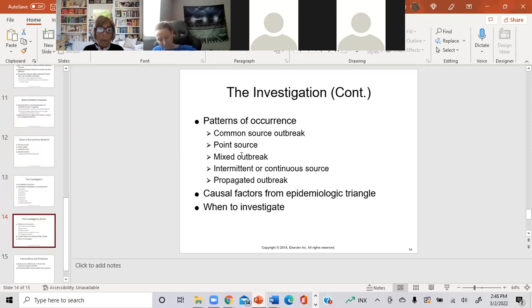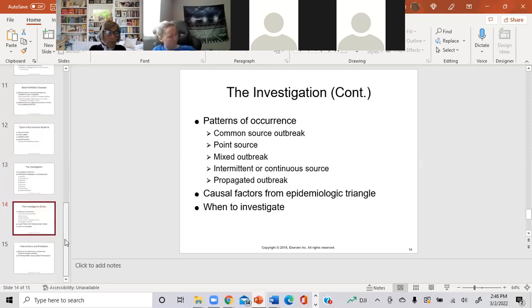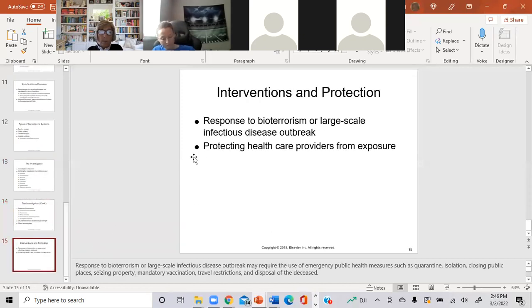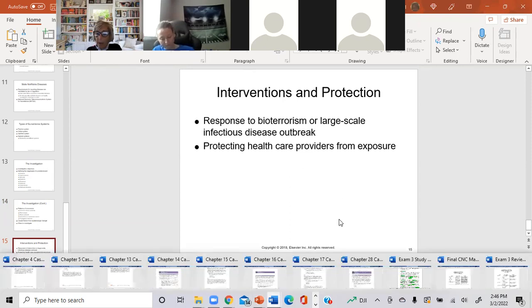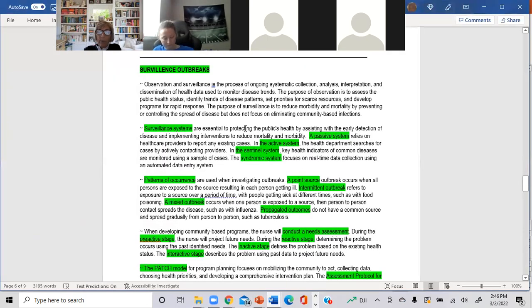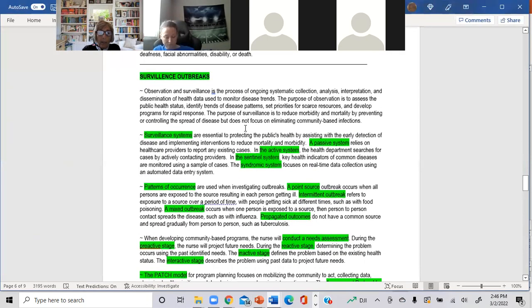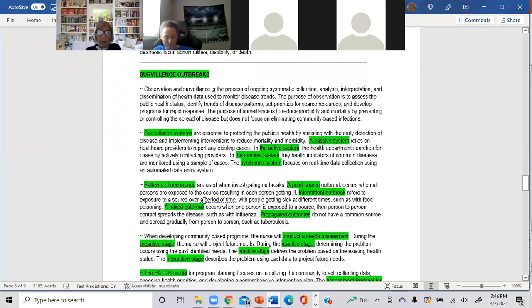Is it a point source? Is it a mixed outbreak? I'll show you on the study guide, we have those definitions. Okay, so let's jump to the study guide for that. This is what I went through with the group yesterday. All right, we just went through this.